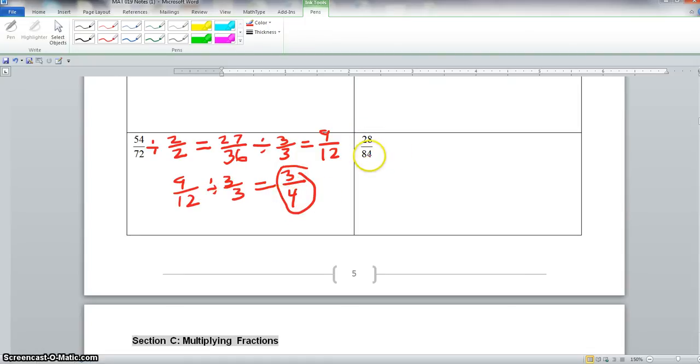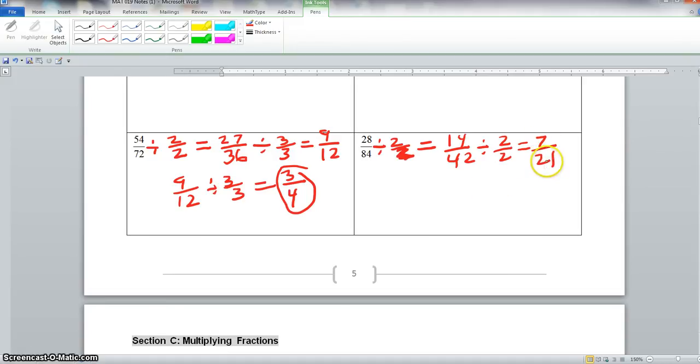Now we come to 28 over 84. Now looking at these numbers here, myself, I probably would start off with 2. Since both of them are even, I'll just use 2 so I can make it a little smaller. 28 divided by 2 is 14. 84 divided by 2 is 42. Now since both of these are even, let's try 2 again. So we will have 7 over 21.